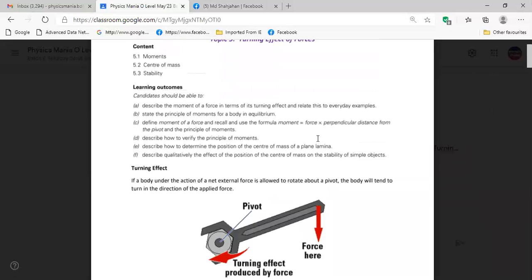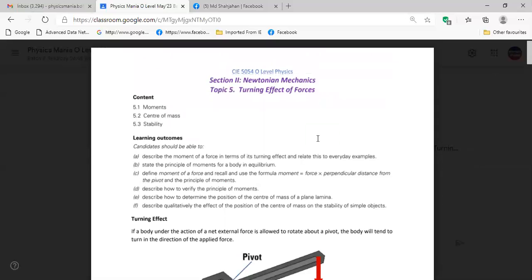And you know about the crowbars, right? You know about the hammers, even. If the hammer has a longer hand, then you can easily hit anything, right? So all these are examples of turning effect of forces, moments.